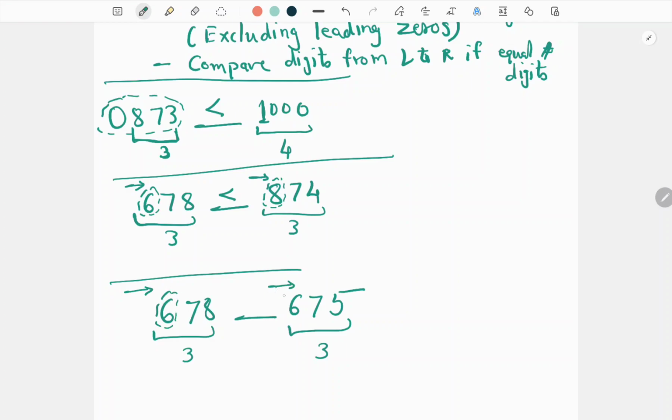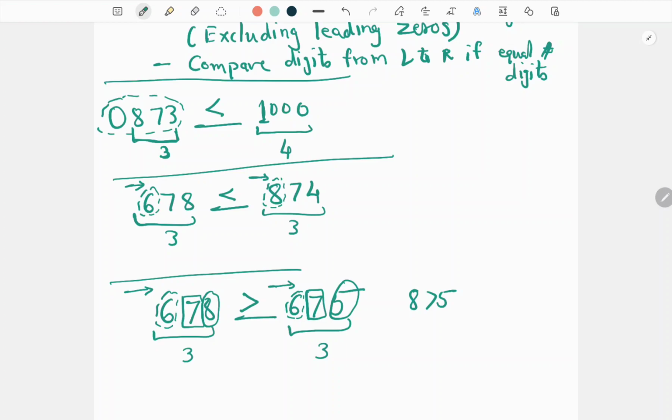So this 6 is equal to this 6. So we have to go to the next digit now. This 7 is equal to this 7. So we cannot really tell yet. So next we have to compare this 8 versus this 5. Now 8 is greater than 5. So the number on the left, the entire number, is greater than the number on the right.